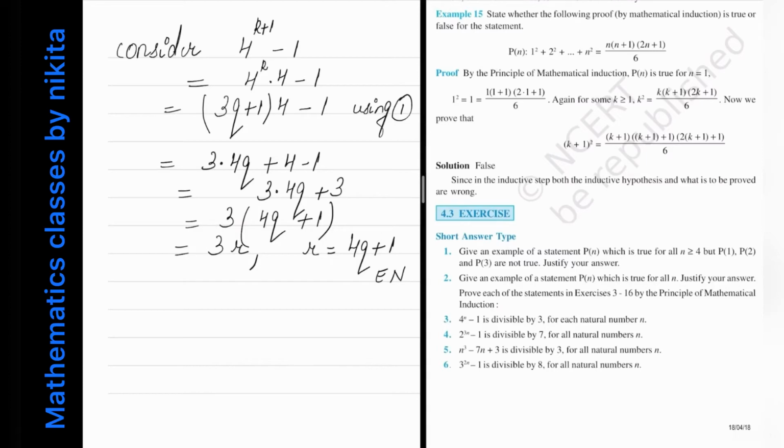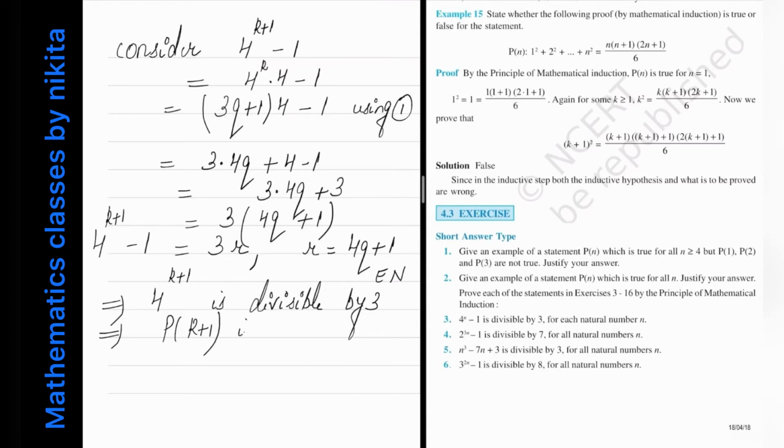So we get that 4 to the power k plus 1 minus 1 is equal to 3r. And this implies that 4 to the power k plus 1 minus 1 is divisible by 3. So this implies that the statement P of k plus 1 is true. And hence I can say that by the principle of mathematical induction, P of n is true for all n greater than or equal to 1. Got it?